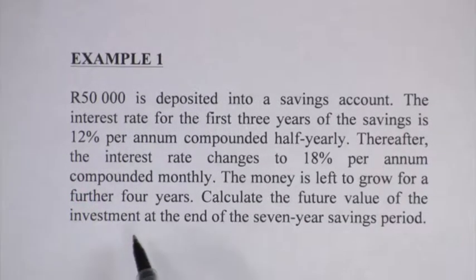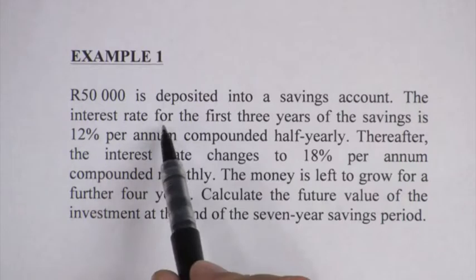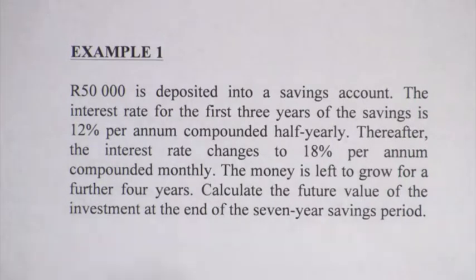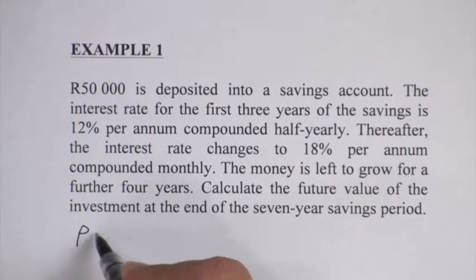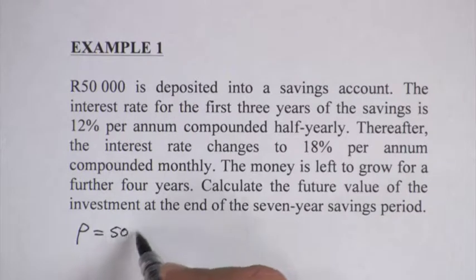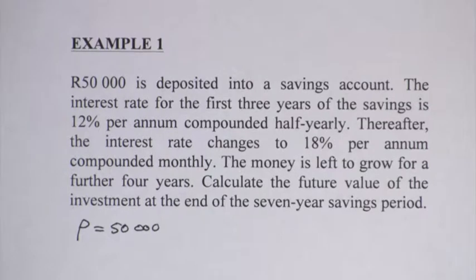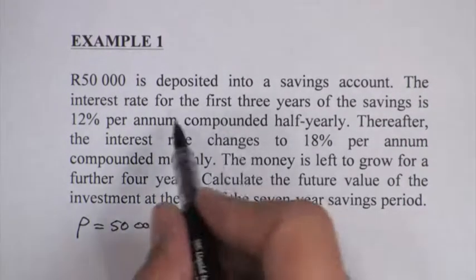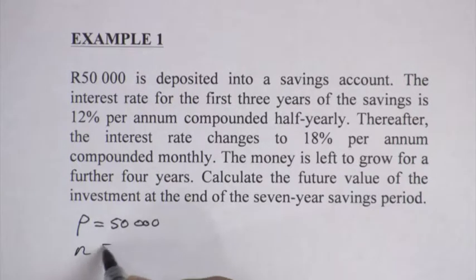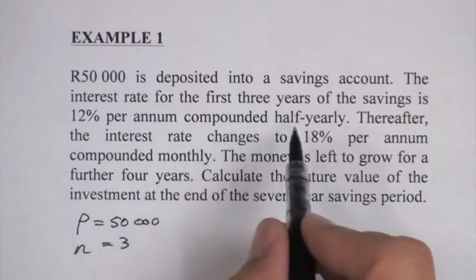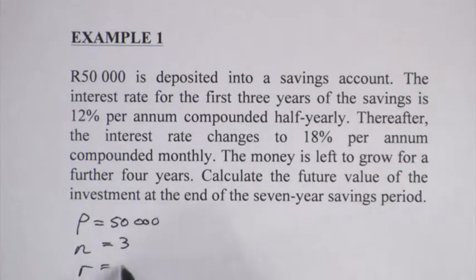In our first example, they say 50,000 Rand is deposited into a savings account. So that 50,000 Rand, you will agree with me, is your P that you will invest. That is your present value. Now they say the interest rate for the first 3 years of this savings, so that means your N will be 3, is 12% per annum compounded half yearly. So our interest rate is 12%, and this is done half yearly.